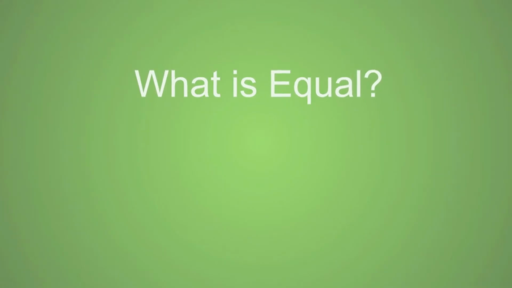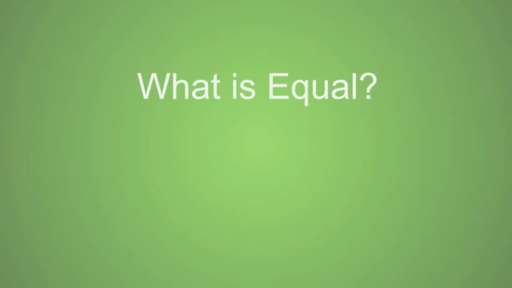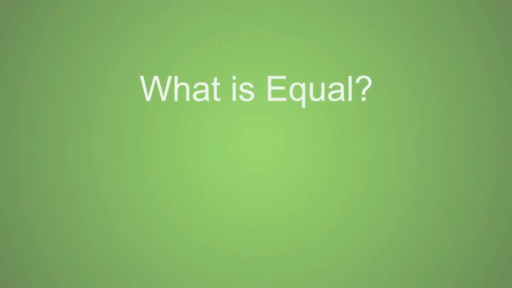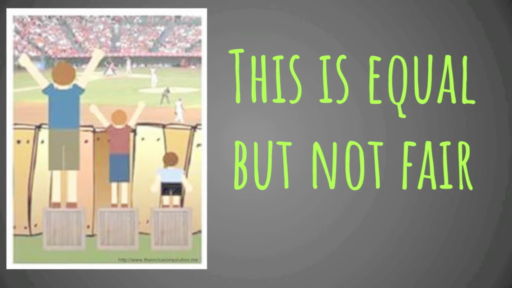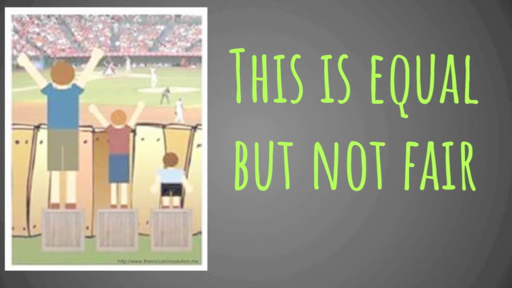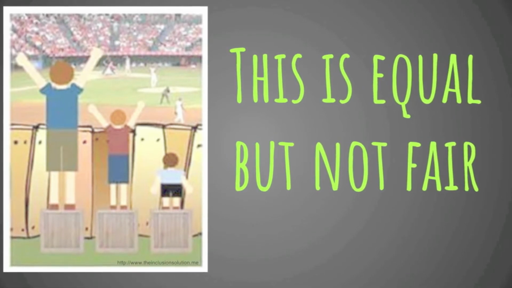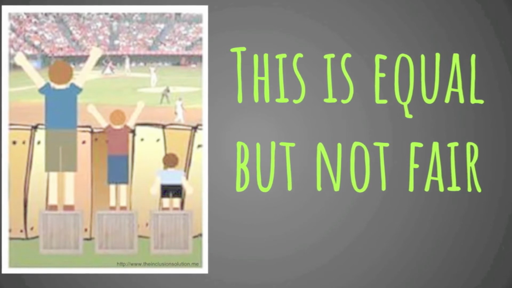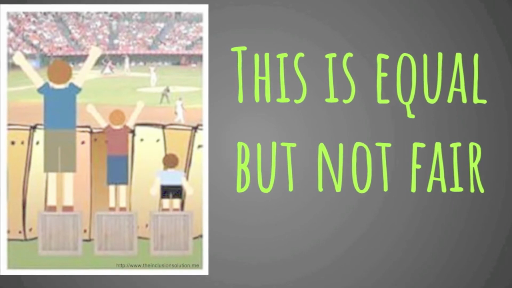Now let's think about the idea of equal. What does it mean for things to be equal? Equal is when everyone gets the same amount of everything or the same opportunity. Let's take a look at this picture. This is equal, but it's not fair. Everyone has a box, but one little boy cannot see.